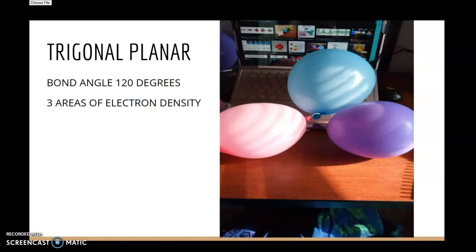So let's say you were to flip this up, like you were wanting to look at it. You would see the top atom on the top and then the two off to the side at the 120-degree bond angles.